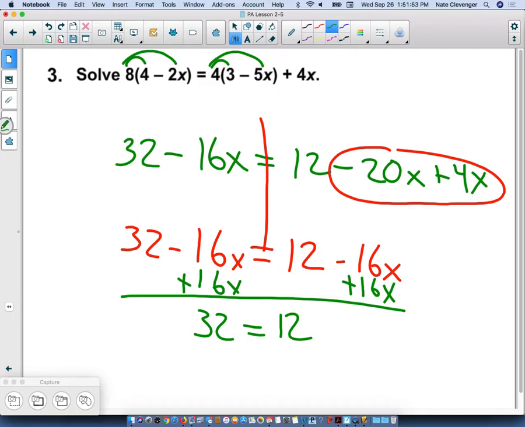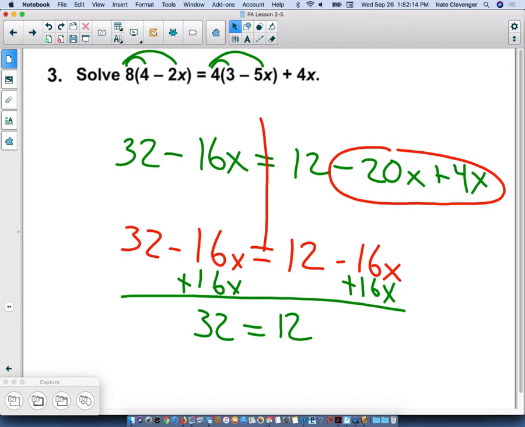Haley, what's the answer to this? No solution. When is 32 ever equal to 12? It's not. Okay. So since that's not a true statement, then that is no solution.